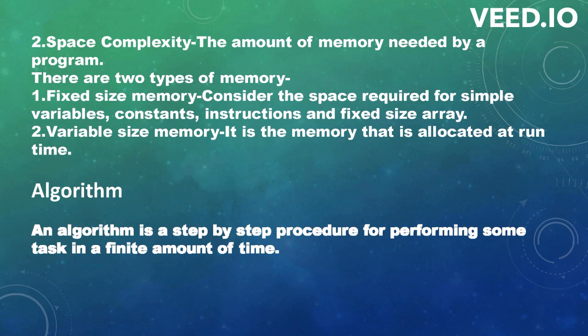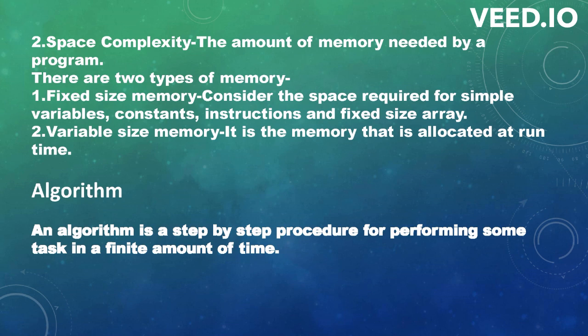Space complexity is the amount of memory needed by a program. There are two types of memory: fixed size memory and variable size memory. Fixed size memory is static, and variable size memory is dynamic. Fixed size memory is used for variables, constants, instructions, and fixed size arrays. Variable size memory is where the memory is allocated at runtime, that is, dynamic.